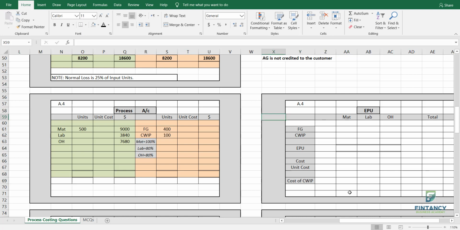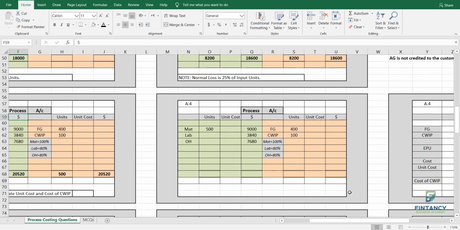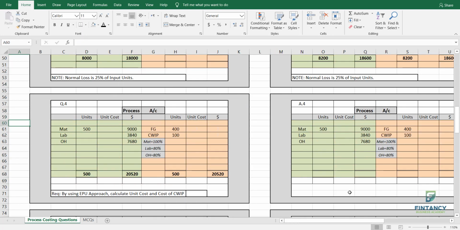So my friends, in this question, we don't have opening work in progress. We only have closing work in progress. So remember this again, I'm telling you. In this question, we don't have any opening work in progress, maybe this is the first month we have started production. So we don't have any opening. Or maybe the last month we completed all the goods. So there is no opening work in progress. Okay.